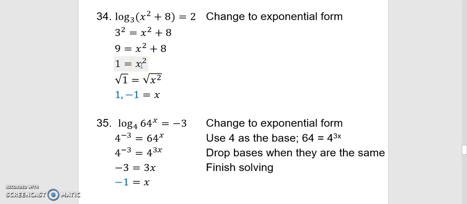Very obviously so, we see we will end up with the square root of 1 equals the square root of x squared. So x equals 1 or negative 1. In this case, we can keep our negative answer because it is not going to make our argument be equal to or less than 0. We can plug in negative 1. We'll get 1 plus 8 either way. So we can keep our negative in this case.